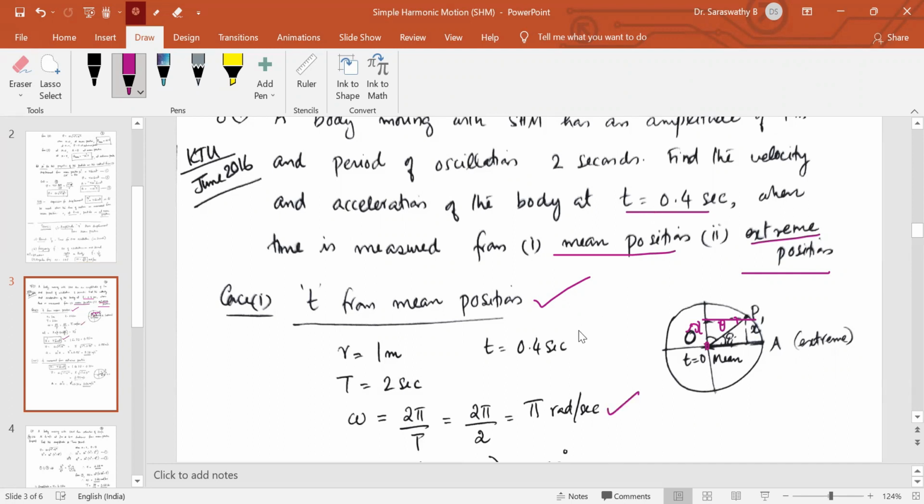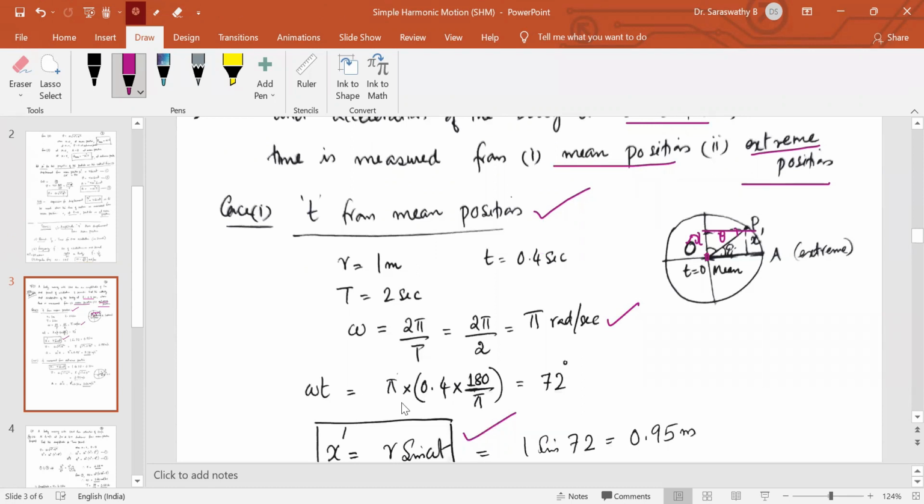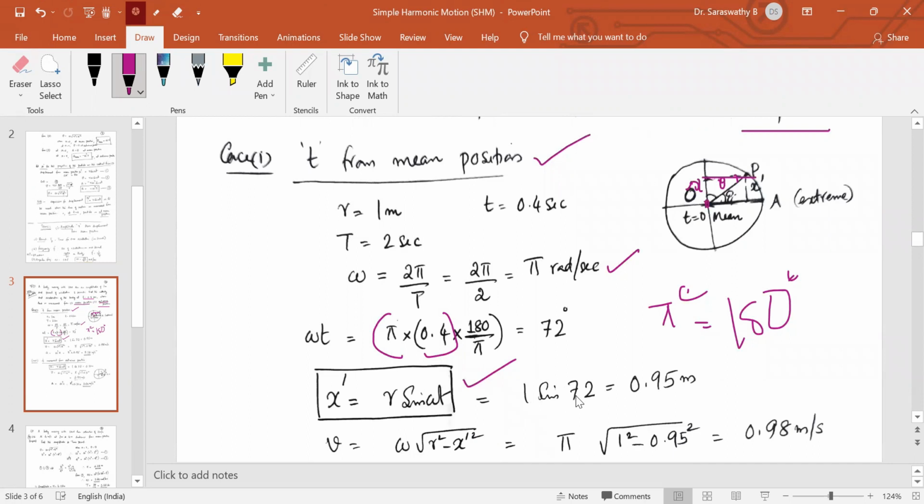And the time considered is 0.4 seconds. So omega into t is pi into 0.4, in radians. You convert it into degrees by multiplying with 180 by pi, since pi radians is equal to 180 degrees. So pi into 0.4 in radians, into 180 by pi, gives it in degrees: r, 1, sine 72 degrees. Or you put 0.4 pi in radian mode, and you get the displacement from the mean position.